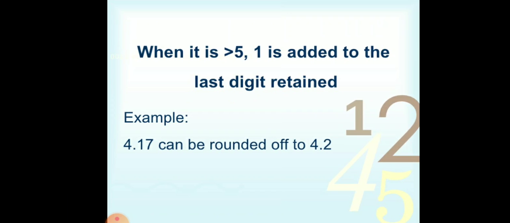When it is greater than 5, 1 is added to the last digit retained. If the insignificant digit to be dropped is greater than 5, the preceding digit is raised by 1. So here 4.17, 7 is greater than 5, isn't it? It can be rounded off to 4.2. So the previous number is raised by 1, and it will be 4.2. Initially it is 3 significant figures. After rounding off, it becomes 2 significant figures.